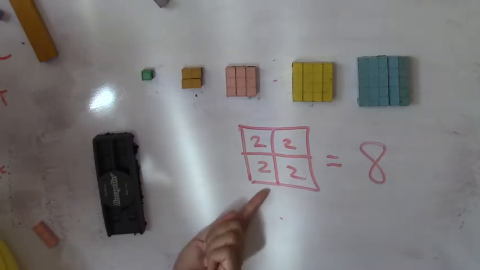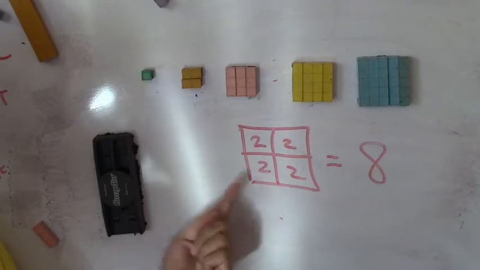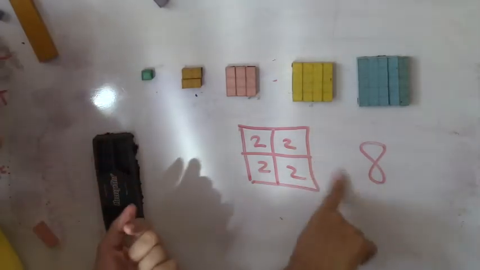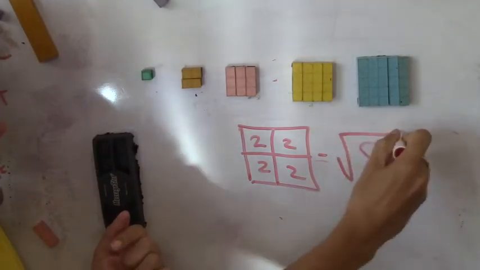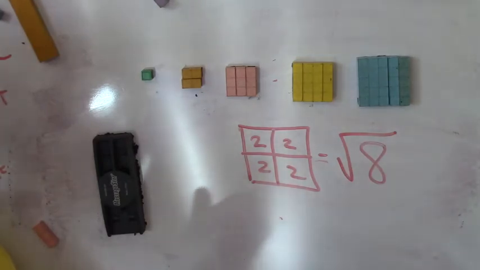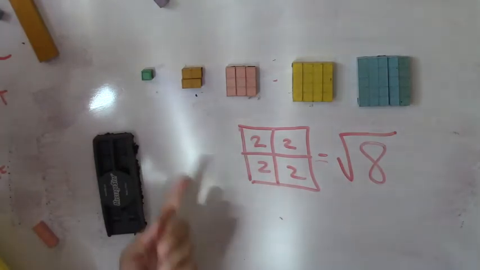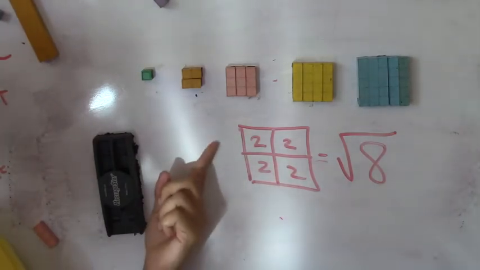Isn't this the same thing as 8? Yeah. Alright, well then what's one side if I want the square root of 8? One side is 4. Wait a minute, how can one side be 4? How can one side be 4?